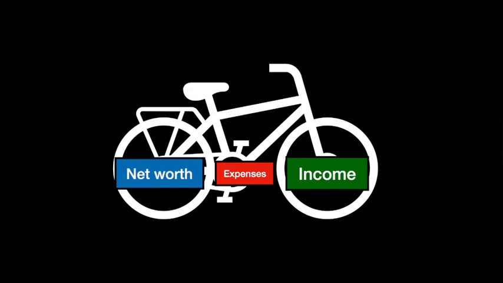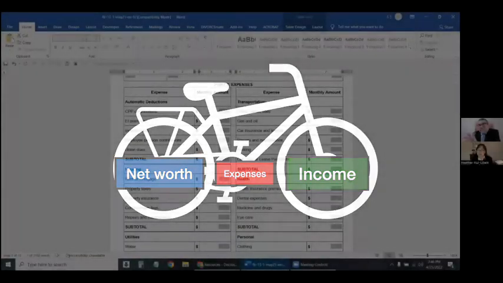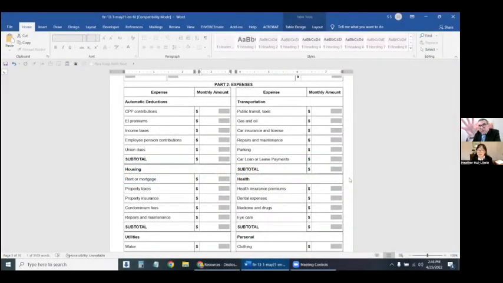Your net worth will go up if you're not spending more than your income. Your net worth will go down if you're spending more than you earn. So that concept of the link between the income side of your financial statement and your property becomes very apparent.